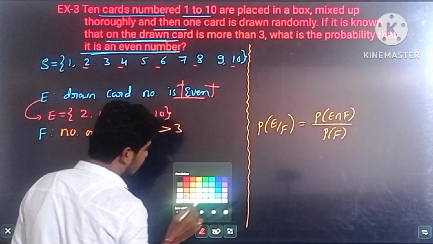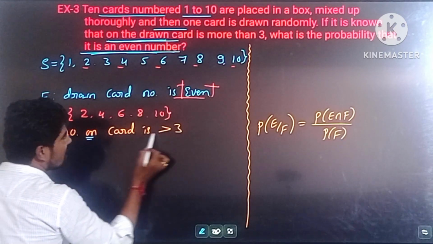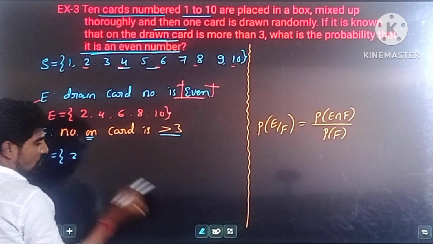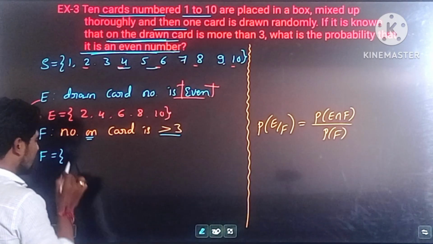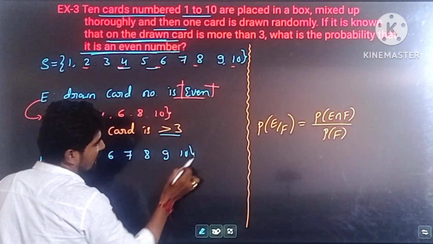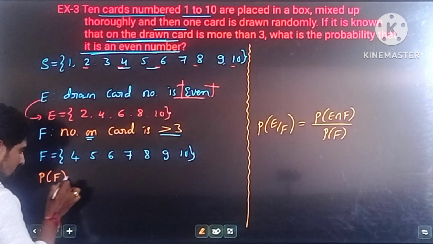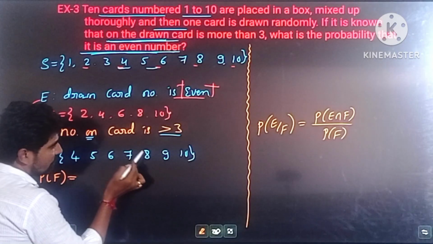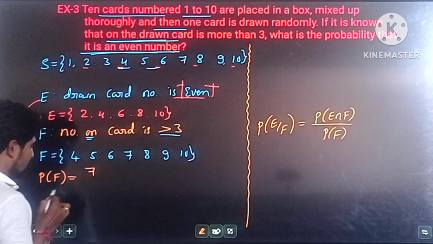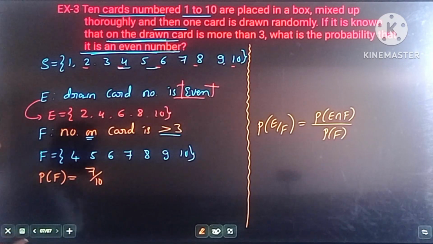So these are the outcomes of the event E, and the outcomes of the event F are the numbers on the card that are more than 3. More than 3 means it may be 4, 5, 6, 7, 8, 9, and 10. So by observing this, you can directly write the probability of event F. F has 1, 2, 3, 4, 5, 6, 7, that is 7 outcomes, and total outcomes are 10. So 7 by 10 is the probability of the event F.